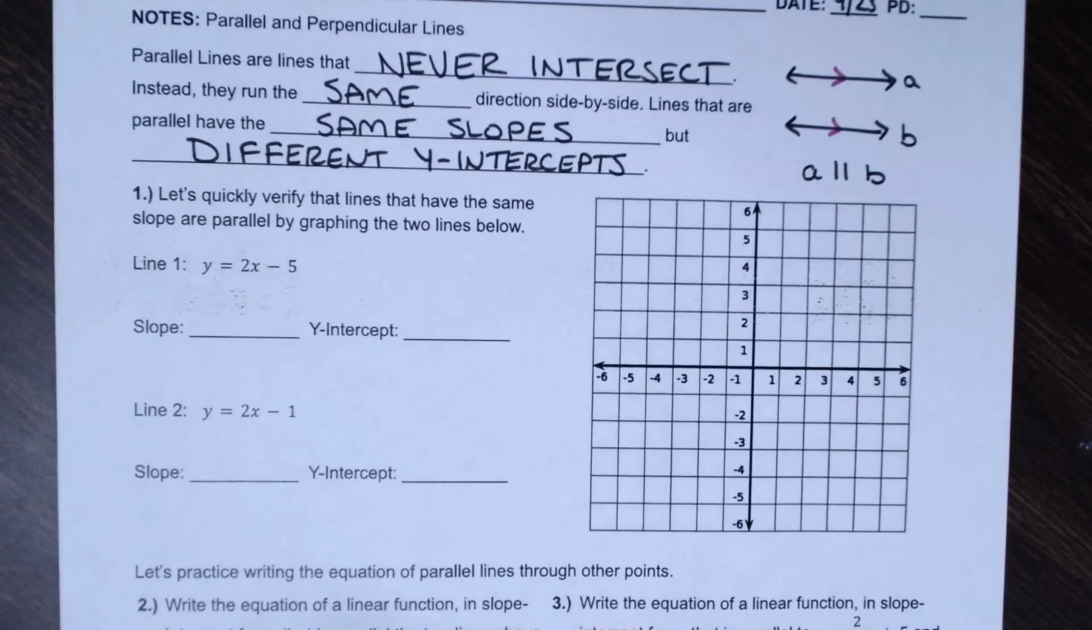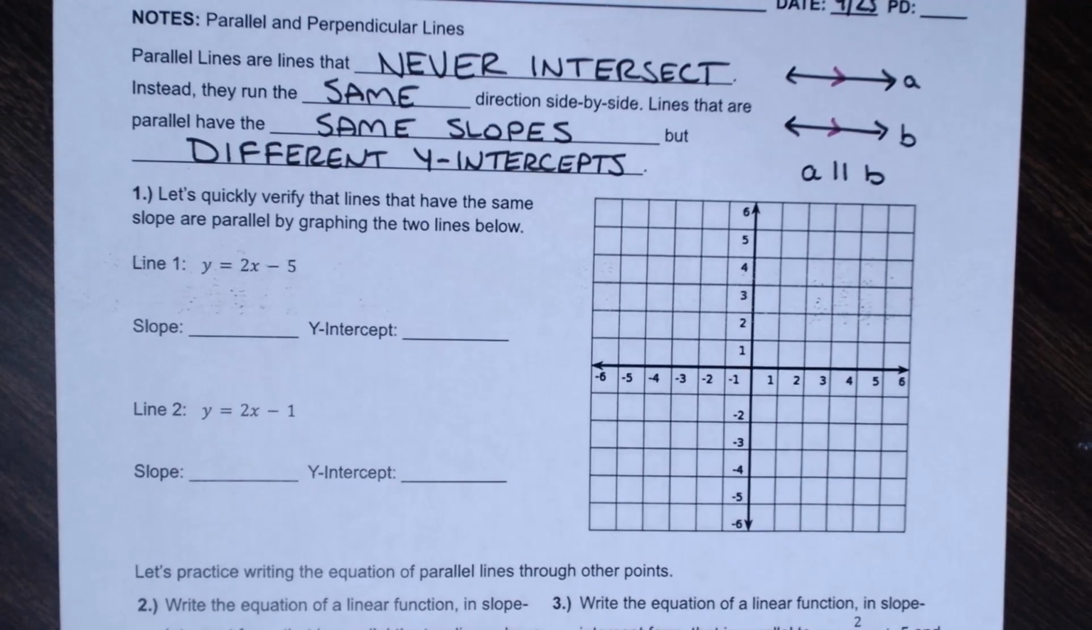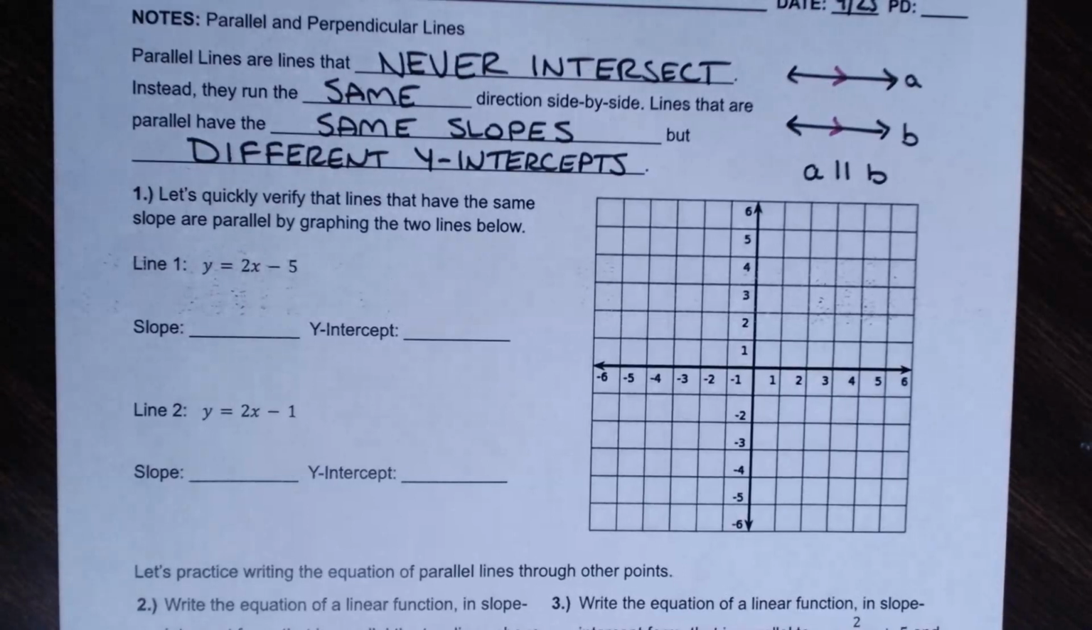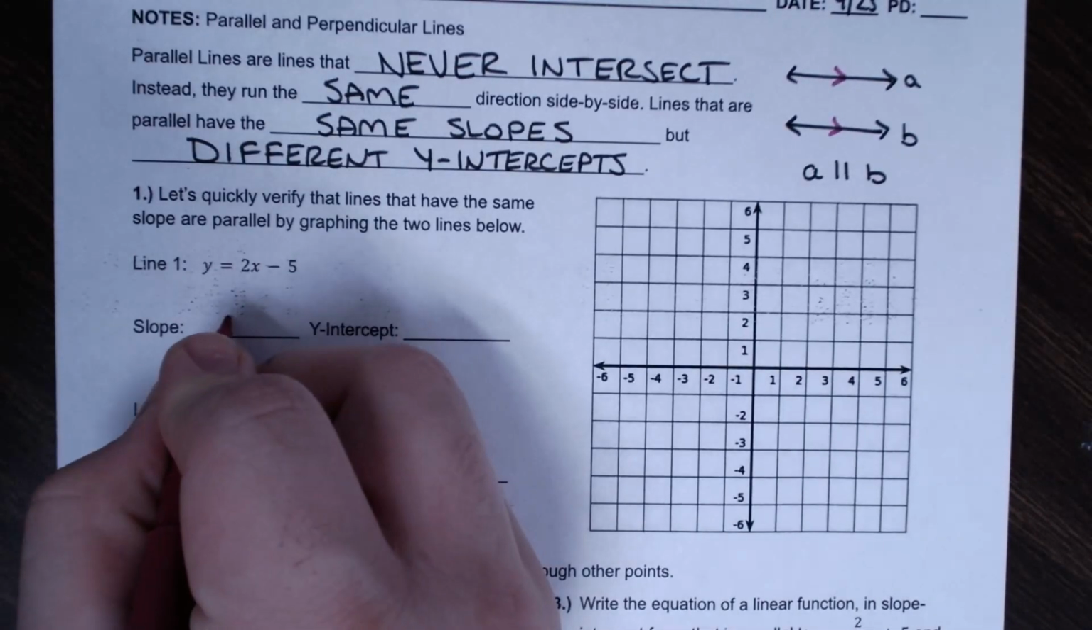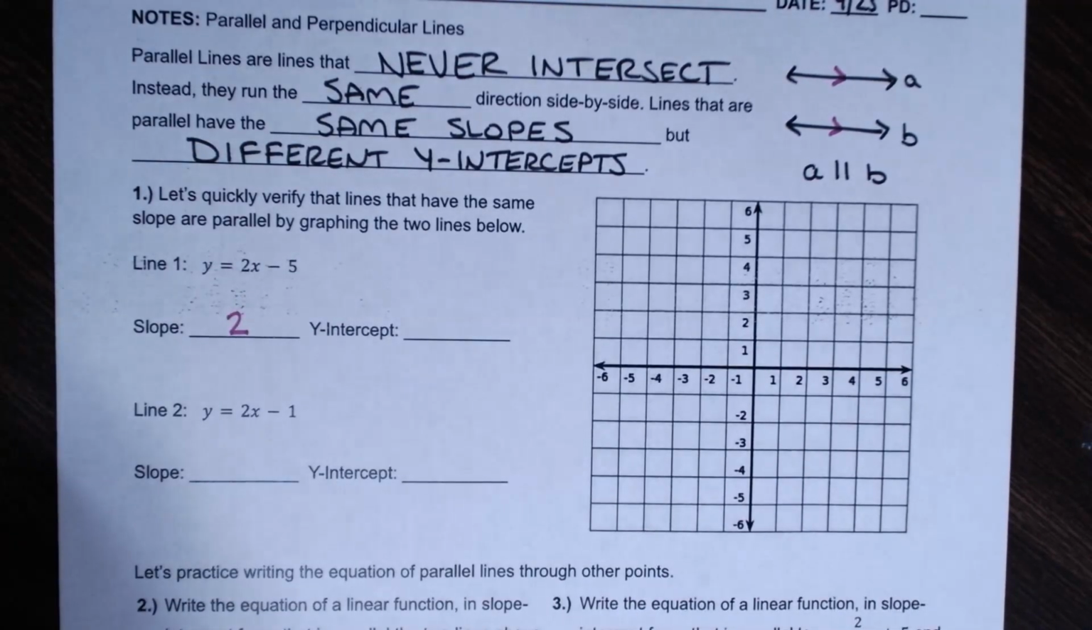Let's just quickly verify that. Line 1, y equals 2x minus 5. What's the slope? 2. What's the y-intercept?